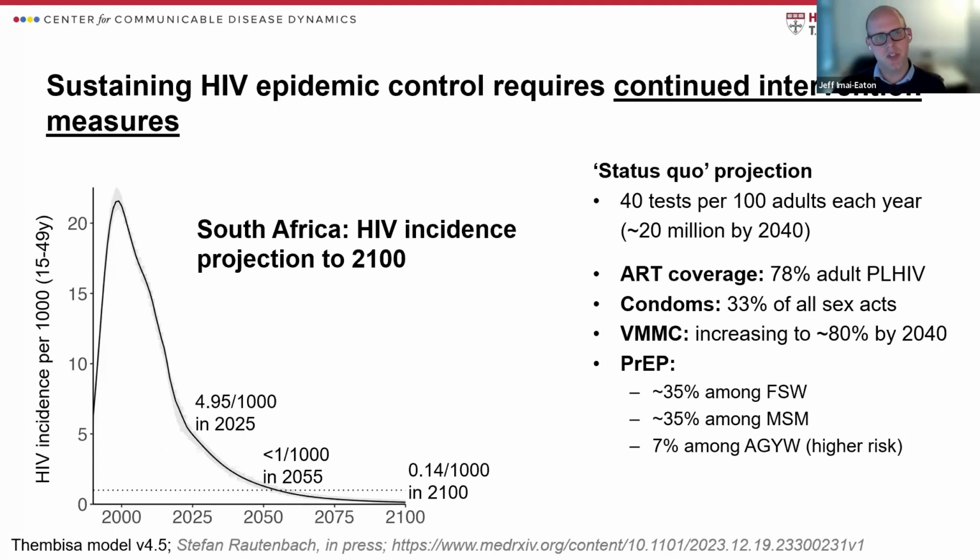And then lastly, just to think a bit about what the future course of the epidemic looks like. And here we're using mathematical model simulations for South Africa from the Tembisa model. And the key message here is that sustaining HIV epidemic control requires continued intervention measures. So these are model projections using the Tembisa 4.5 model out to 2100. And the model projections show us that if we continue our current levels of HIV testing and prevention in South Africa, we project that HIV incidence will continue steadily declining for many decades to come, down to a very low level beyond 2050 and into 2100.